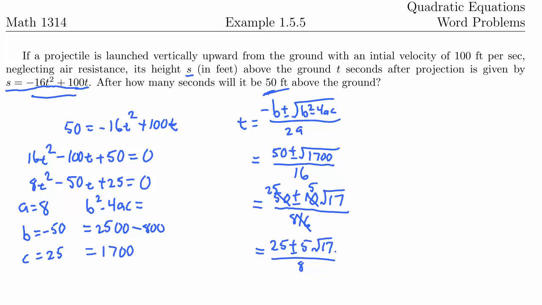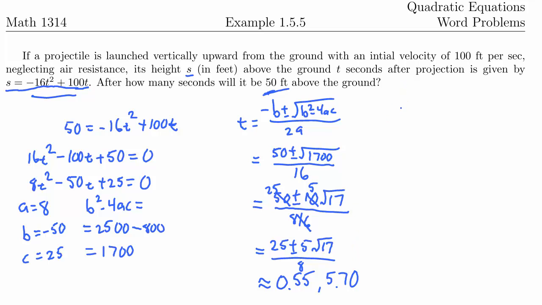I'm going to go ahead and round this just so you can see what the actual decimal approximations are. So that gives me 25 minus 5 square root of 17 all over 8, and 25 plus 5 square root of 17 all over 8. The negative gives me the approximation of 0.55. The positive gives me the approximation 5.70. I'm just doing it to the nearest hundredth of a second.